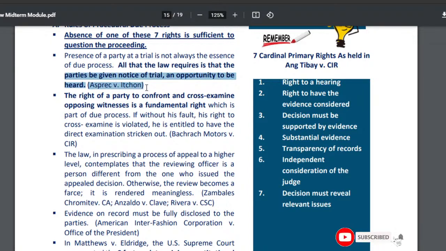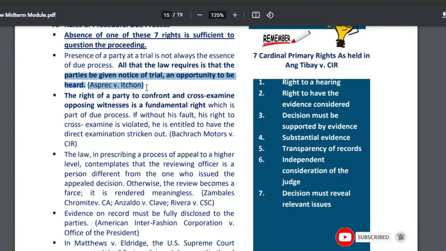Now, if without his fault his right to cross-examine is violated, he is entitled to have direct examination stricken out. For example, he was not able to adduce other evidence, or additional evidence, and there was a hearing, and during the hearing, there was this direct examination of the witnesses of the opposing party.